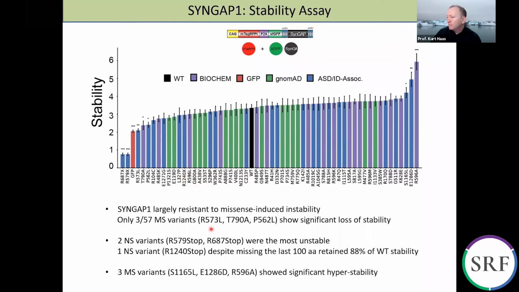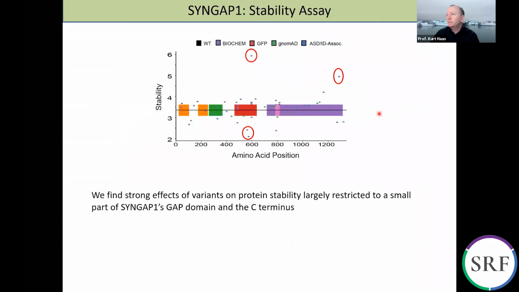And then there are these 3 over here that are hyperstable, 2 autism and 1 biochemical control. So hyperstability is another mechanism. And when we look at where the very rare ones that are either hyperstable or unstable fall, they fall within these sort of discrete domains, either in the GAP domain or the C-tail region.